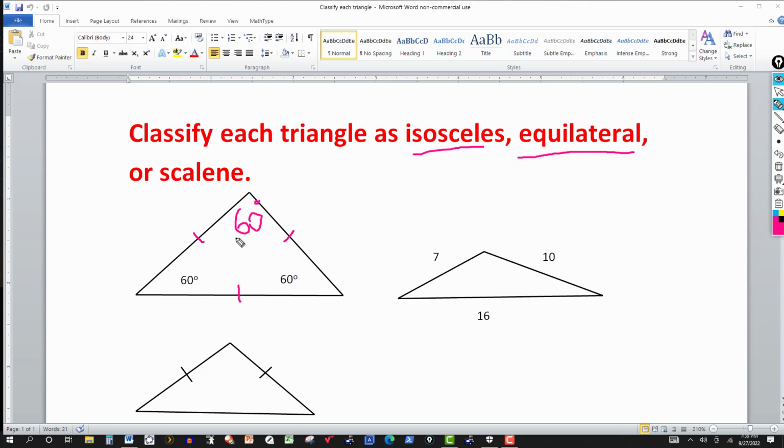if it asks you to select all that apply. Now on the next one, one side of the triangle measures 7, another one measures 10 units, another one 16. So they're all different. We don't have any pair that's equal. So this one here would be scalene. None of the three sides have the same measure.